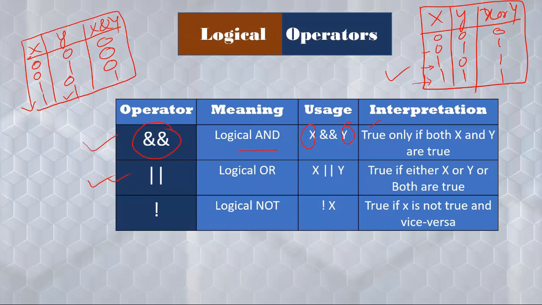Then the third operator is called logical NOT. This logical NOT is a unary operator. Unary operators are operators that operate on a single operand. So they do not require two operands to operate on. So what does this logical NOT do? It inverts the result of this operand. So it returns true if X is false and vice versa. So these are the three logical operators that are available in JavaScript.